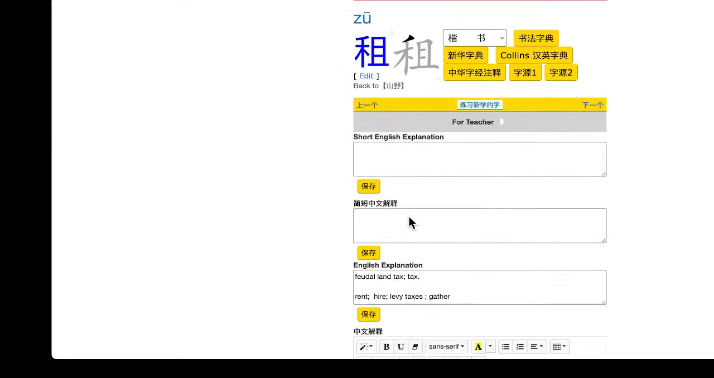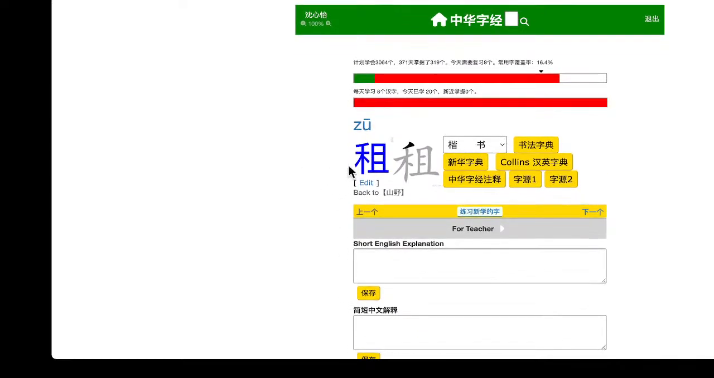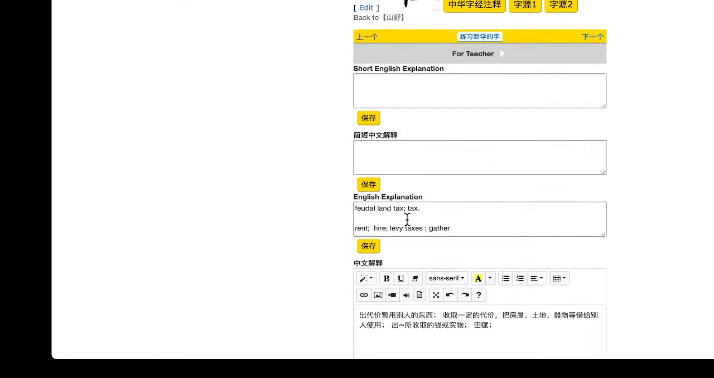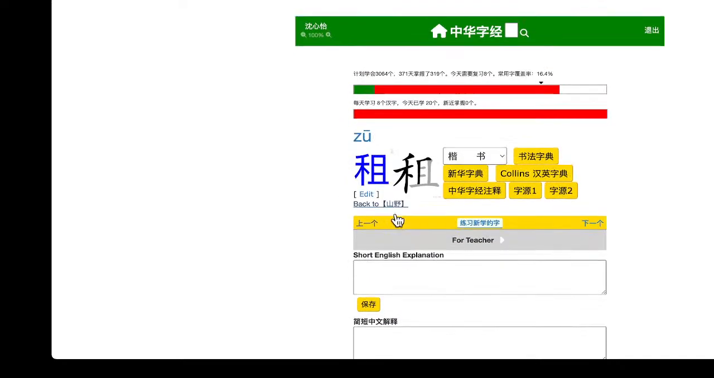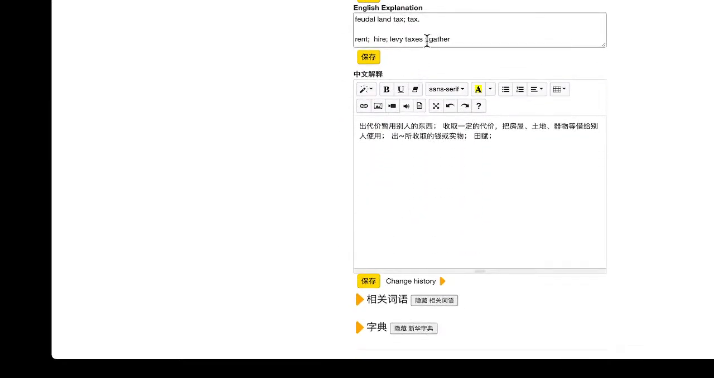Next one, 租. Now 租 means rent, hire, tax, levy a tax. It's also particular, like a feudal land tax is called 租, called 地租. Of course nowadays, anything you rent is called 租. 租个房子, 租个钢琴, right? Anything that you give money for, take the thing and use it, and then return it, that kind of thing is called 租.